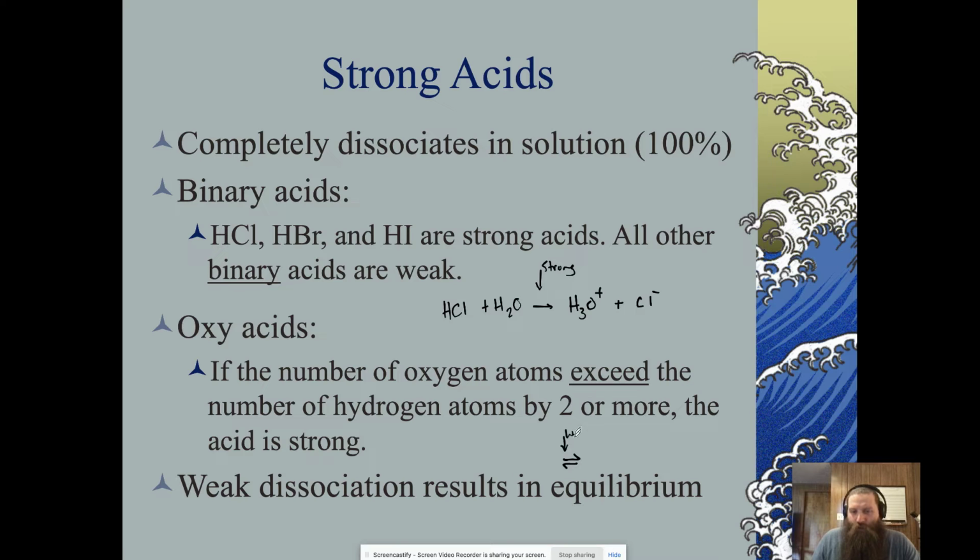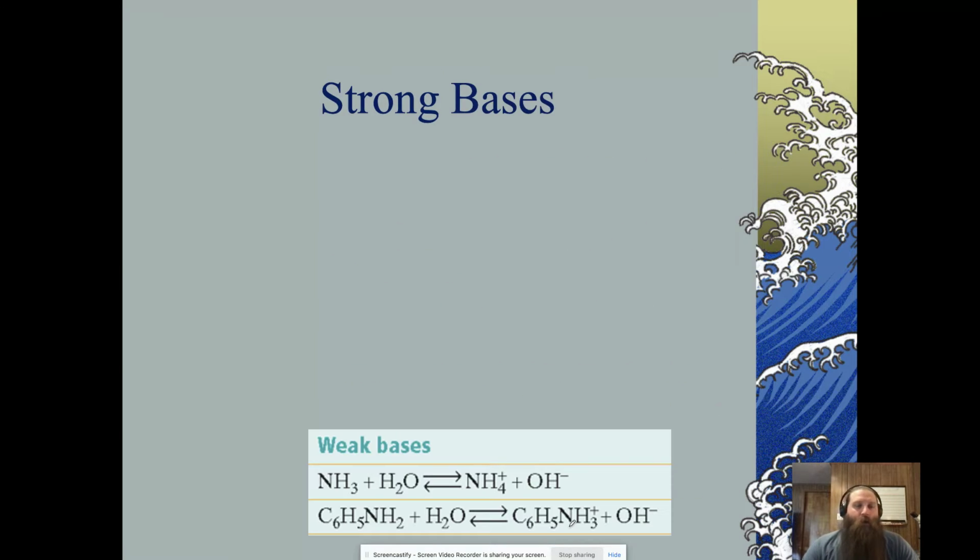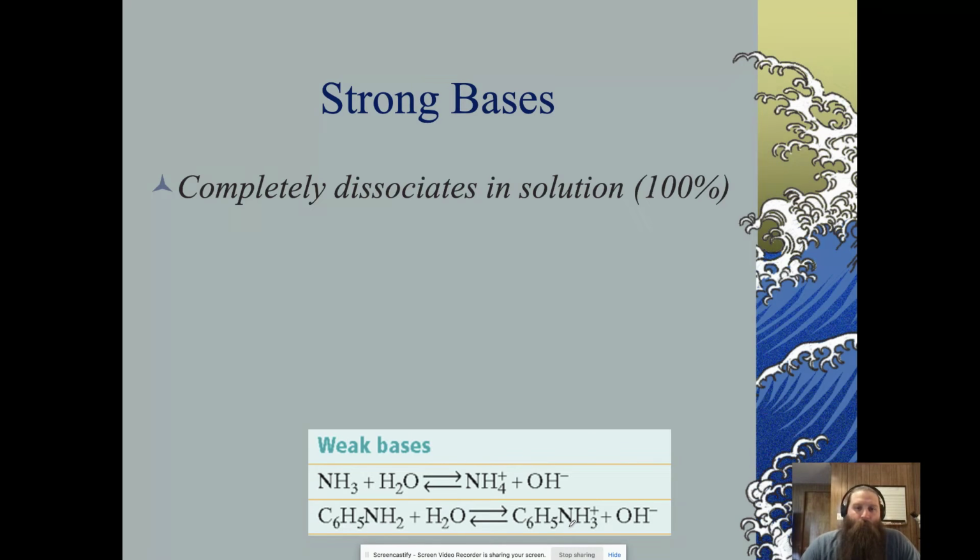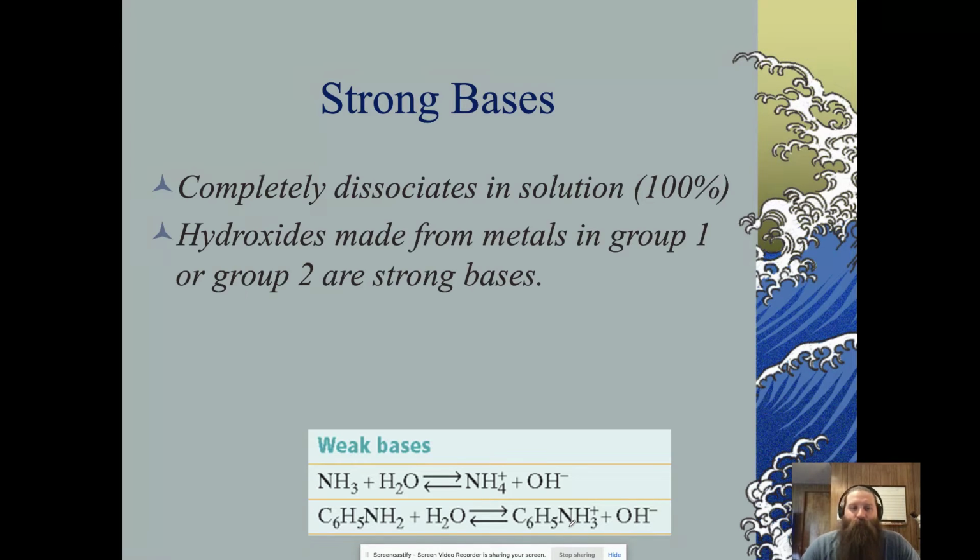This tells me I have a weak acid, right? Little rule of thumb there. So let's talk about strong bases. Strong bases have to completely dissociate in solution.